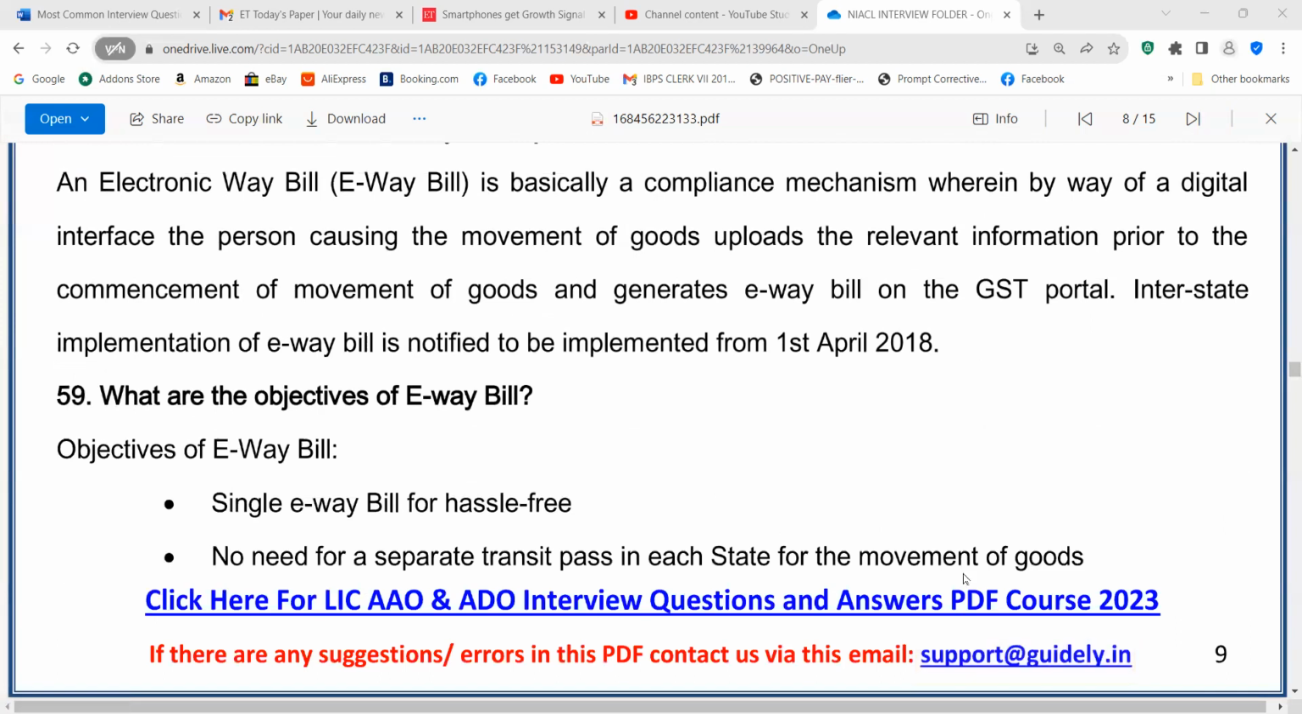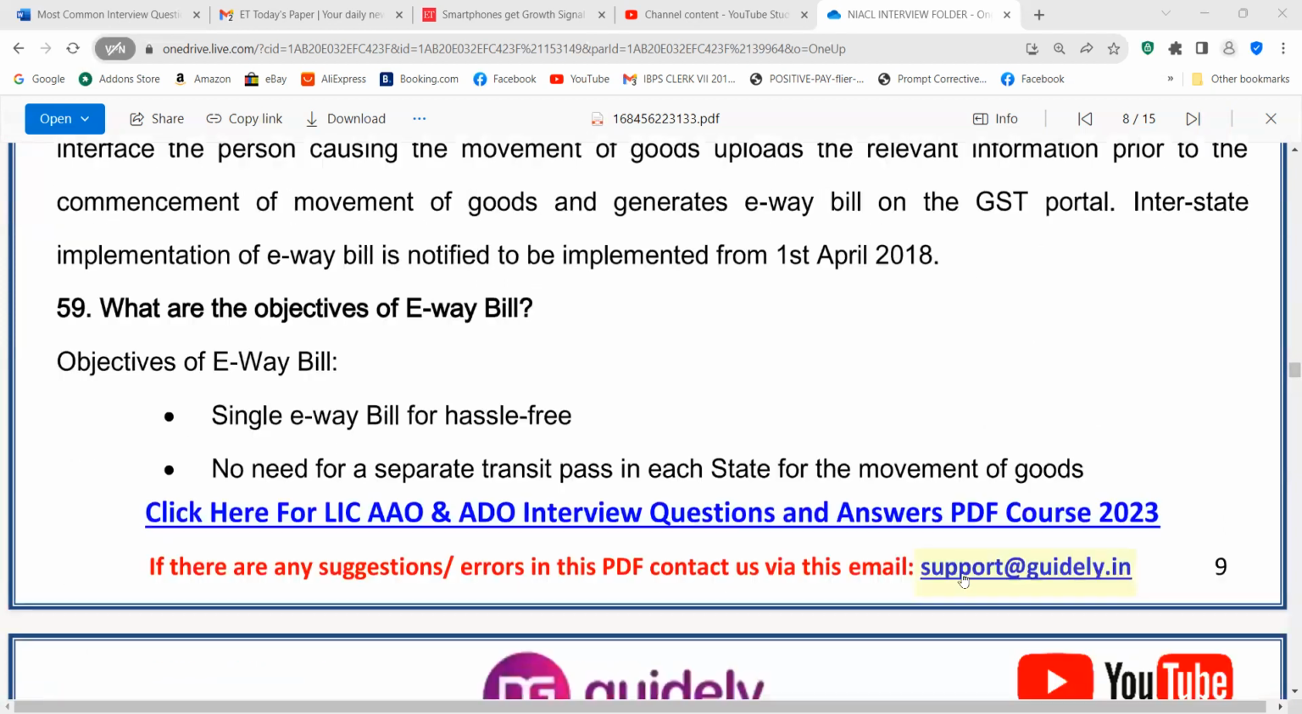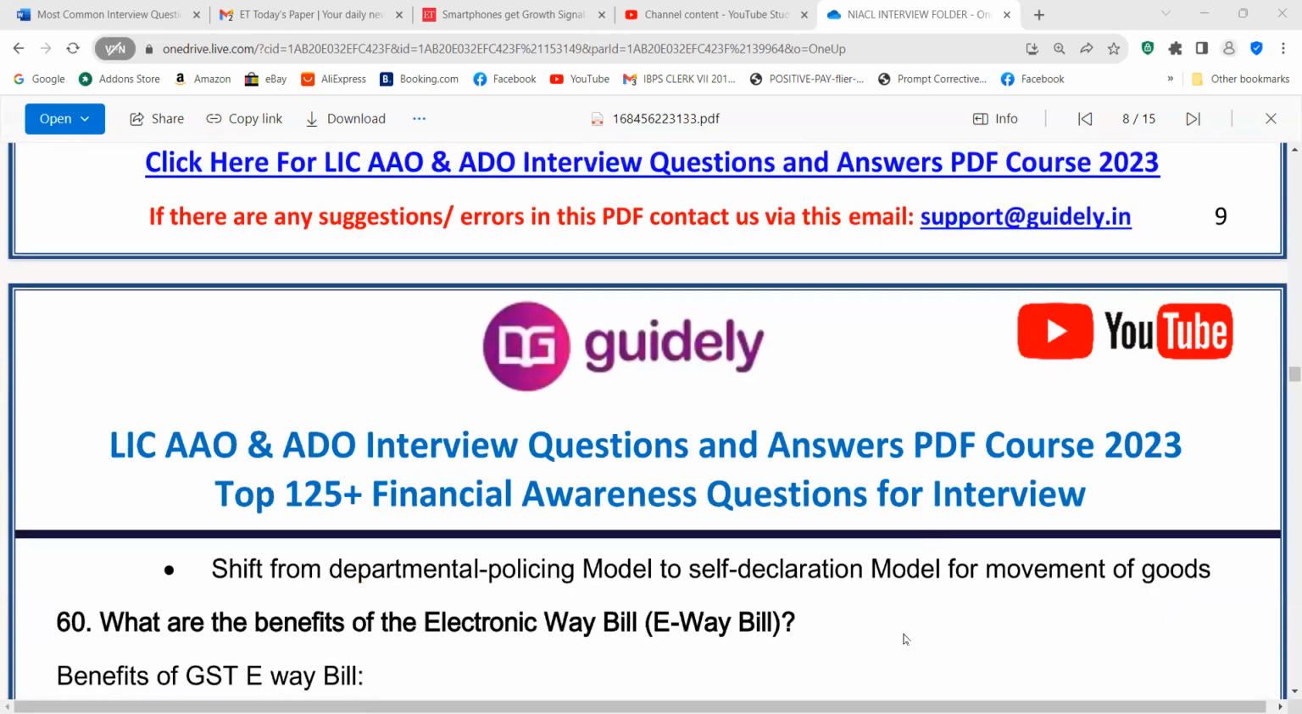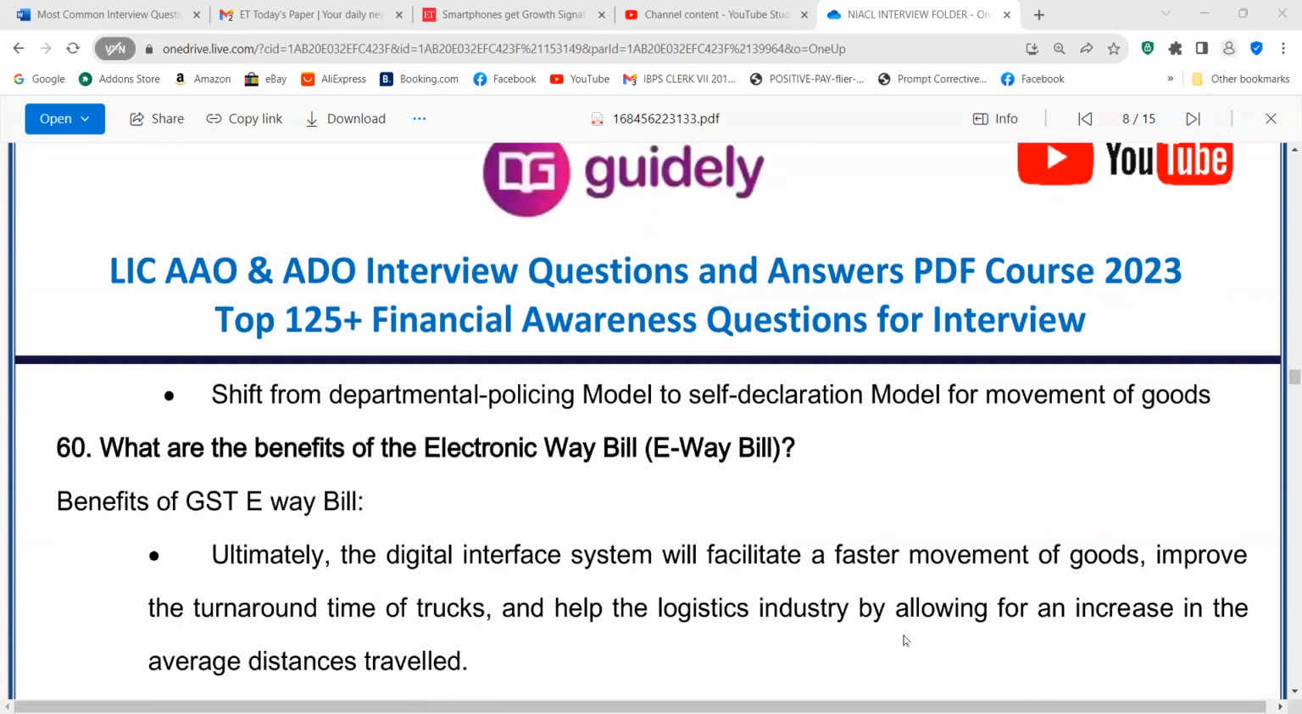Question number 59. What are the objectives of e-waybill? Objectives of e-waybill are a single e-waybill for hassle-free movement. Second is no need for a separate transit pass in each state for the movement of goods. And the third objective is a shift from the departmental policing model to a self-declaration model for movement of goods. Now question number 60. What are the benefits of electronic waybill?